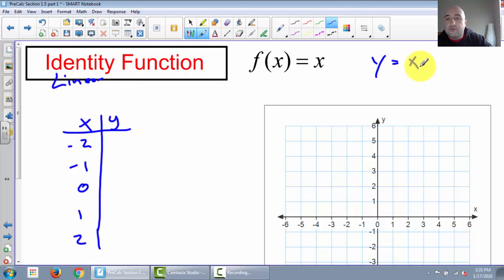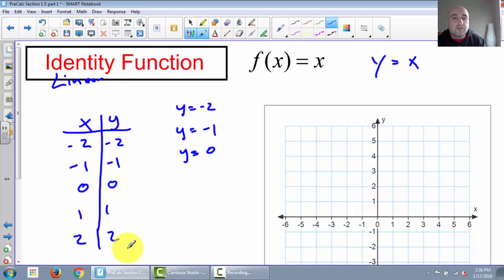If I plug in negative 2, y equals negative 2. Negative 1, y equals negative 1. If I plug in 0 for x, I get y equals 0. If I plug in 1, I get 1. If I plug in 2, I get 2. All right, so then we're going to plot this, and we'll see what this looks like.